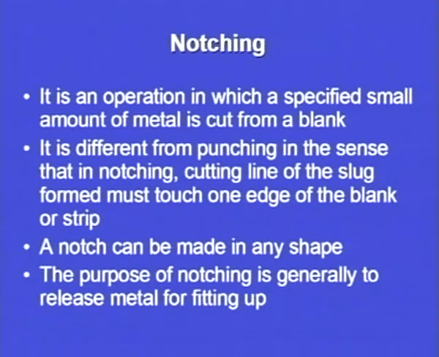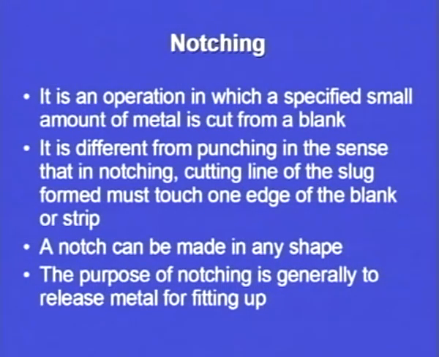In punching, there is a blank, and anywhere inside the blank, we will punch a hole, or we can punch any particular cross section depending upon the shape of the punch. But in the case of notching, that operation will only be performed at the edge. It will not be performed anywhere in between. It has very clearly been written on the slide that the cutting line of the slug formed must touch one edge of the blank or strip. So, notching is an edge operation. Notching will be carried out at the edge. Then a notch can be made in any shape. The shape is not a limitation. We can make any type of notch.